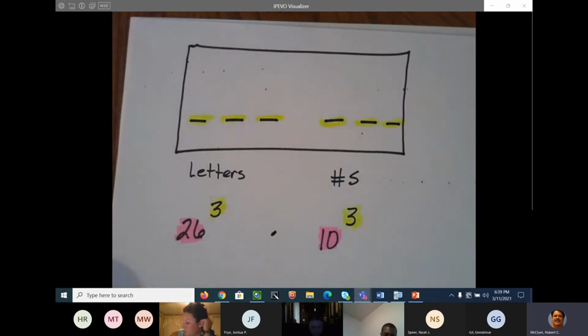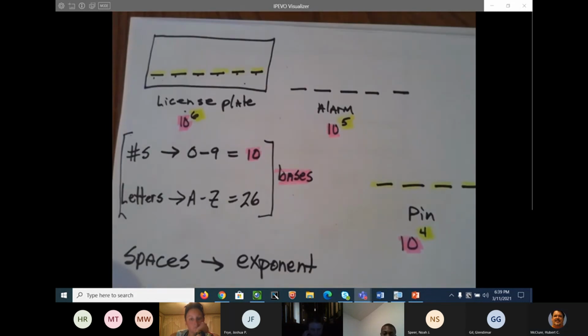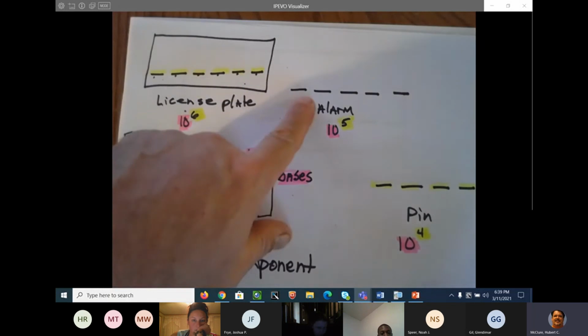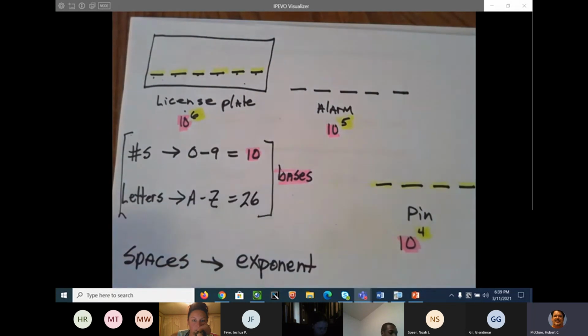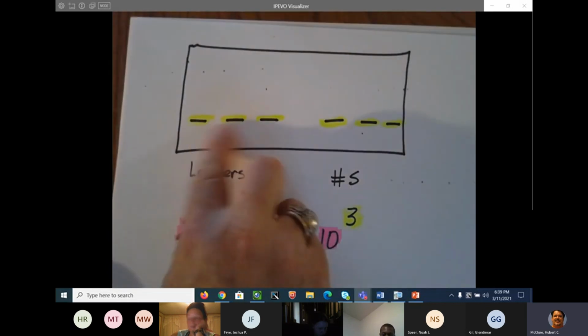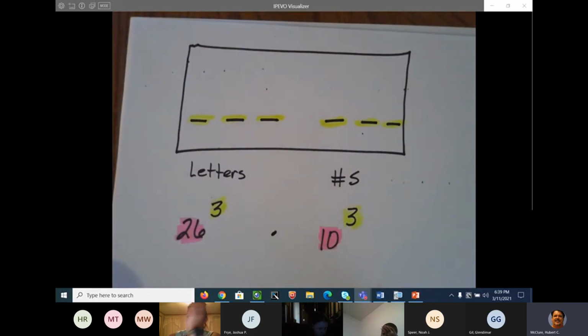Now, I just showed you 4 test questions. A license plate with nothing but numbers, an alarm code with nothing but numbers, a PIN code with nothing but numbers, and 3 letters and 3 numbers. Now, of course, you do it on your calculator. I'm not going to insult your intelligence by doing all these on your calculator. I'm just going to do this one.